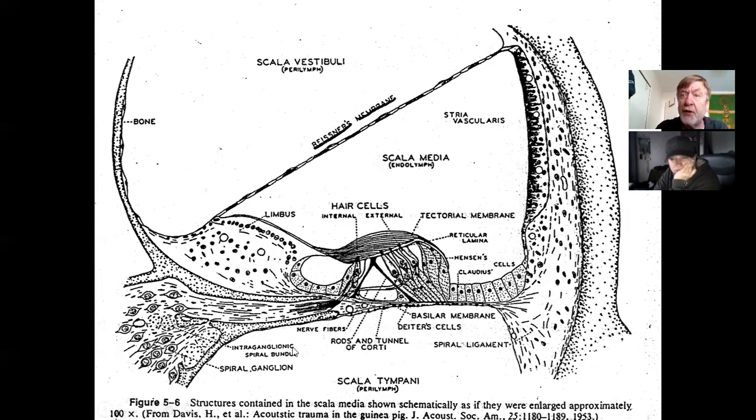Good. Inner hair cells are sensory. Outer hair cells are motor. Inner hair cells talk to the 8th nerve. Outer hair cells don't really. They don't communicate much with the 8th nerve. Now let's draw this picture in closer.